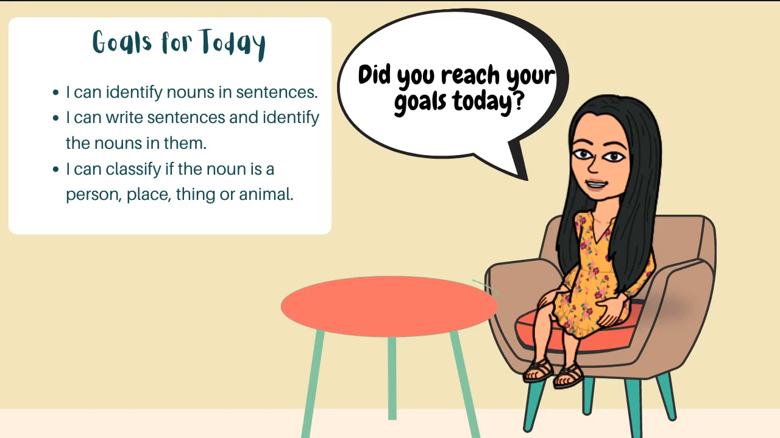Now that we've had some time to practice together, let's revisit our goals. Were you able to reach your goals today? Are you able to identify nouns in sentences? Are you able to write sentences and identify the nouns in them? And are you able to classify if the noun is a person, place, thing, or animal?